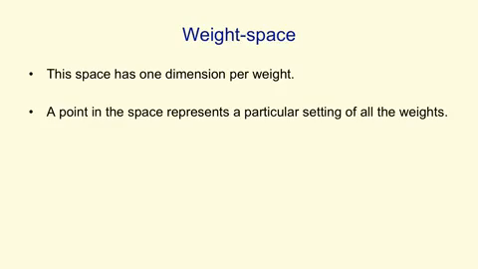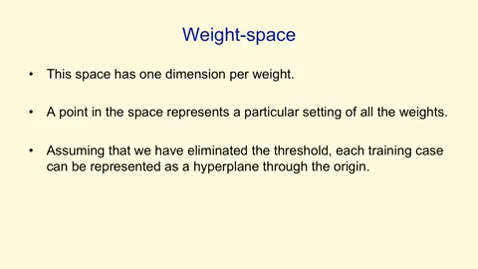So we're going to start off by thinking about weight space. This is a space that has one dimension for each weight in the perceptron. A point in the space represents a particular setting of all the weights. Assuming we've eliminated the threshold, we can represent every training case as a hyperplane through the origin in weight space. So points in the space correspond to weight vectors, and training cases correspond to planes.